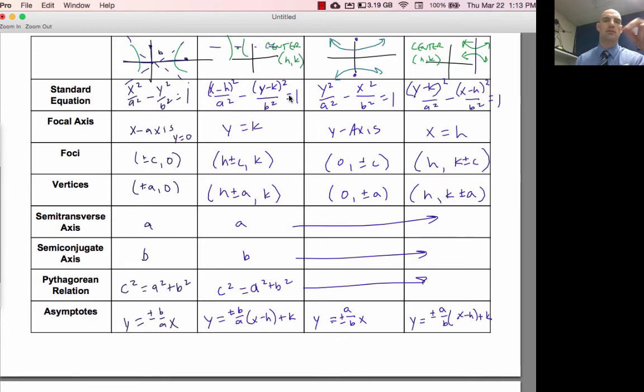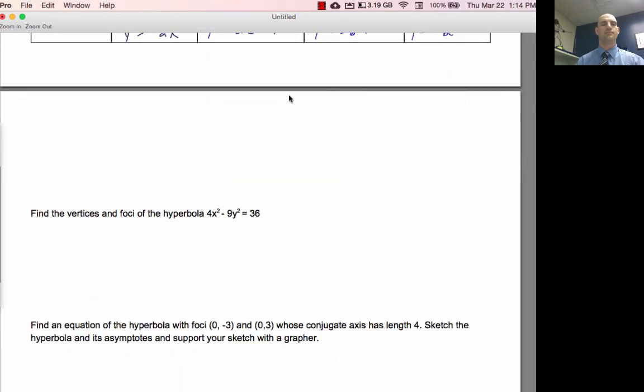A mental note: if you can draw a picture, sketch a graph, and look at these physical relationships of how far is A, what does that mean? It goes to the vertices. How far is C? It goes to the foci. Those are going to help you very, very effectively solve these problems.